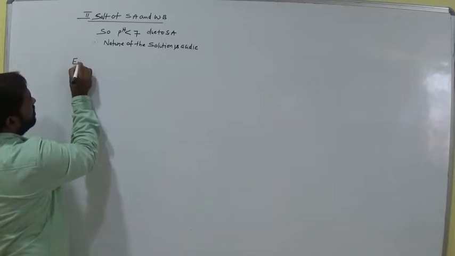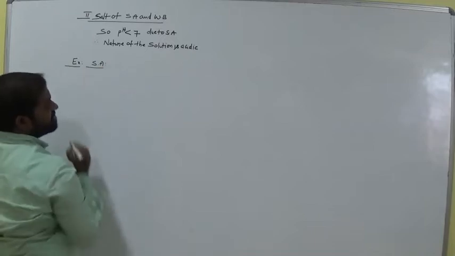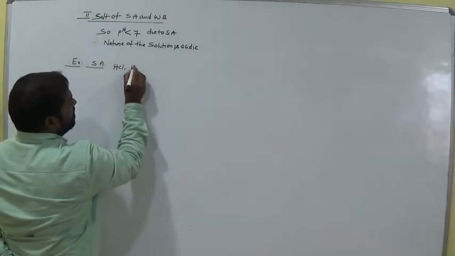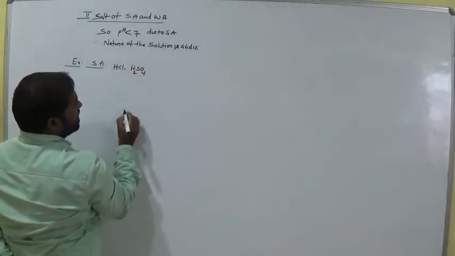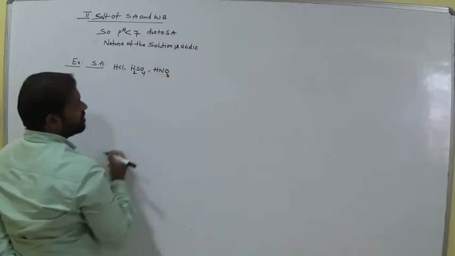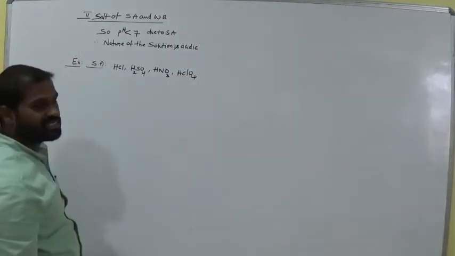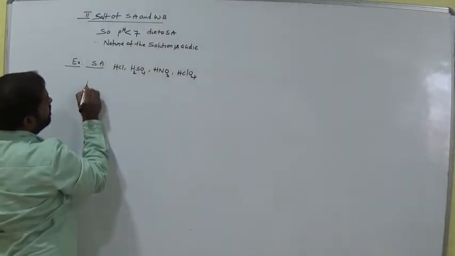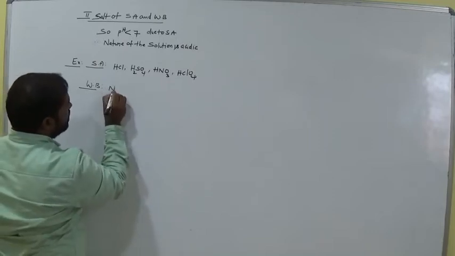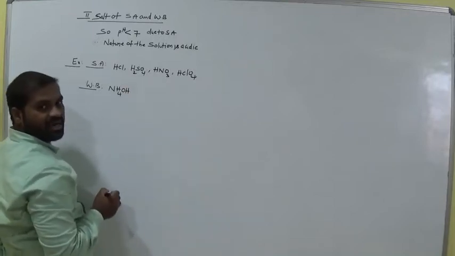Let's see the example for strong acids. Give me some example for strong acids. HCl, hydrochloric acid, H2SO4, sulfuric acid, and HNO3, nitric acid, and HClO4. These are the strong acids. Next, we need weak bases. What are weak bases? Ammonium hydroxide is a weak base.